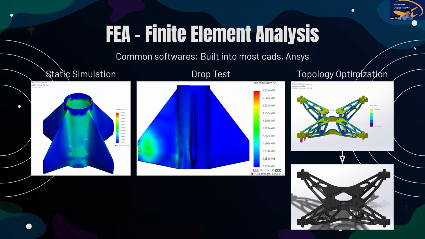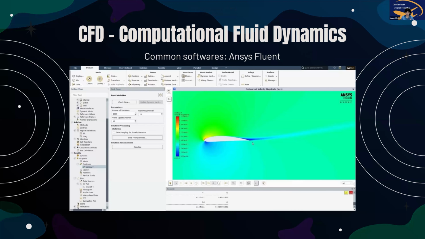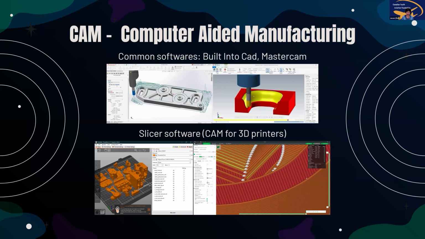And to see if it's strong enough, you put it into FEA, or finite element analysis, to make sure it's strong enough. If your idea is related to planes and you need to test aerodynamics, then you're going to use computational fluid dynamics, or CFD, to test the aerodynamics. And now that you have a finalized part that's strong and aerodynamically stable, then you put it into CAM, which programs the machines to make it in real life.